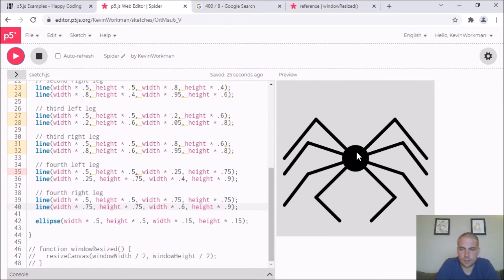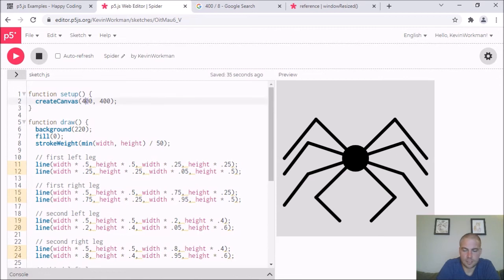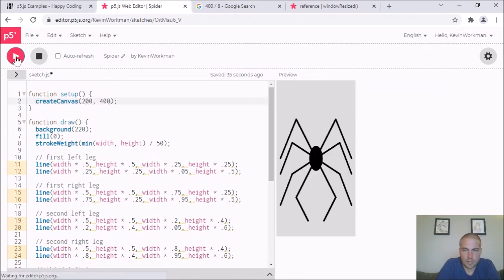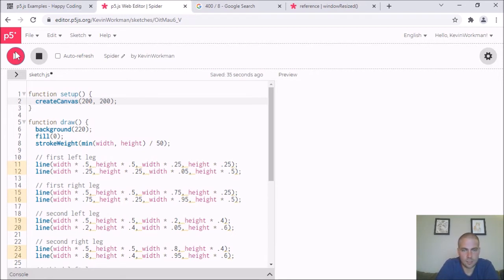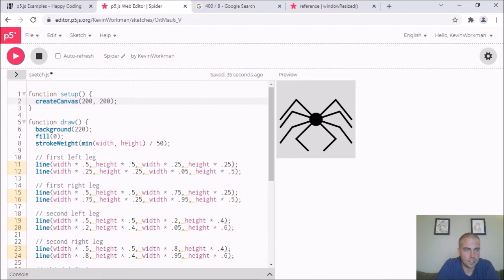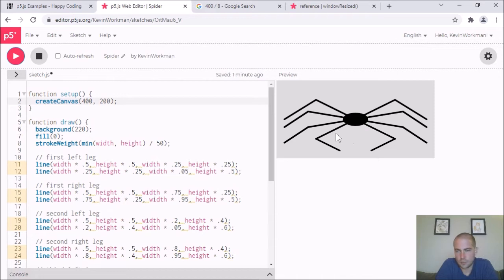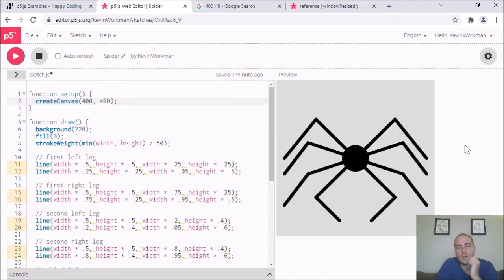Maybe there's a couple things I could play with, but I think the legs are mostly in place, and I can double check my math by changing the size of the canvas, and that seems to be correct. This seems to also be correct. Let's make it tall. Wait, yeah, wide, sure, whatever. So yeah, that seems to be working. 400, 400, okay.